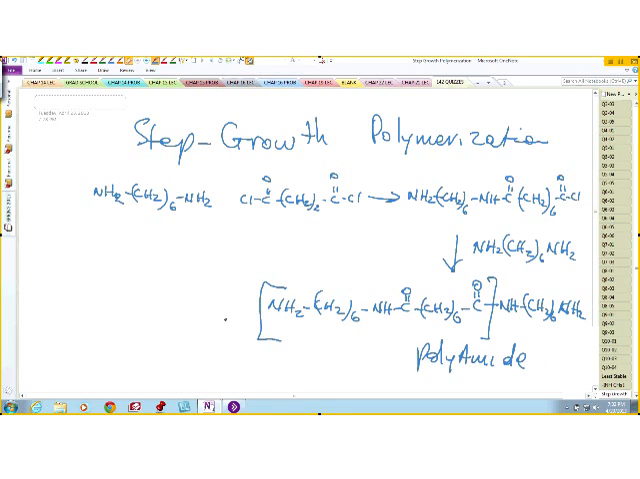Okay? This polyamide, this is your nylon. This particular nylon is called nylon 66. And that is what you use for your nylon socks and for your pantyhose, all of those nylon fabrics. So starting from very simple molecules, we can actually make a very important industrial material.